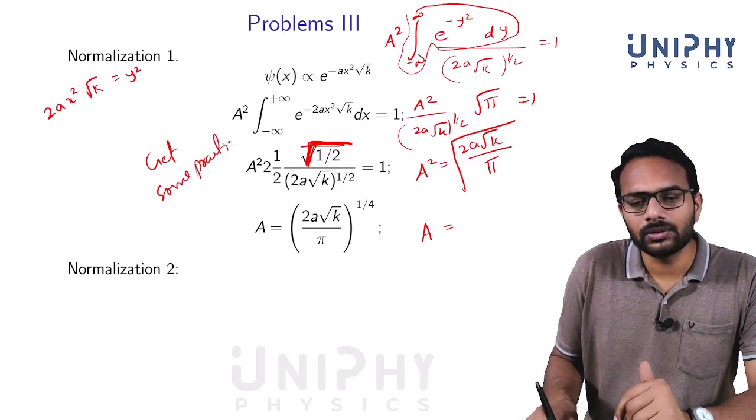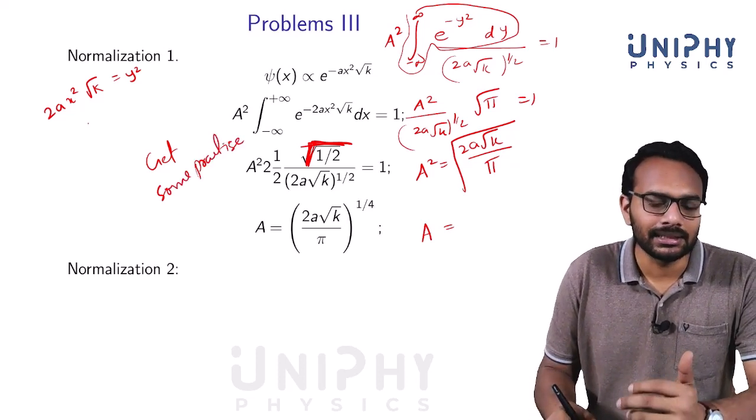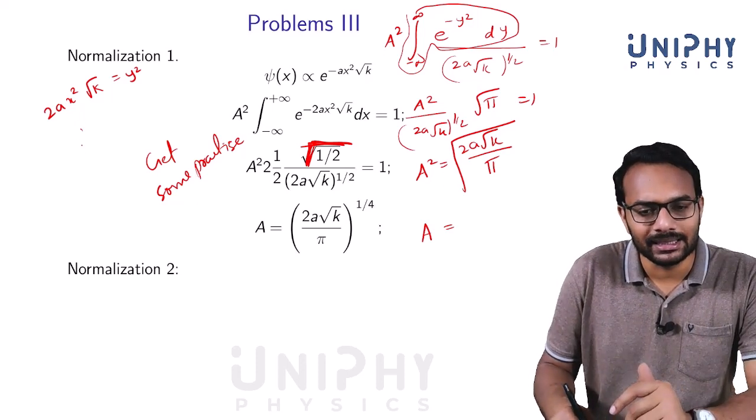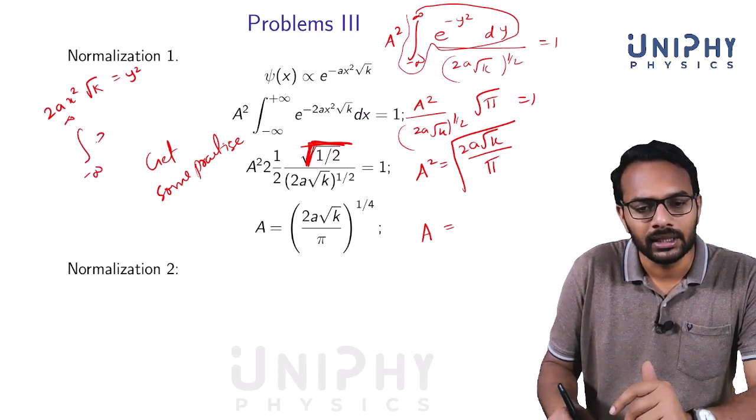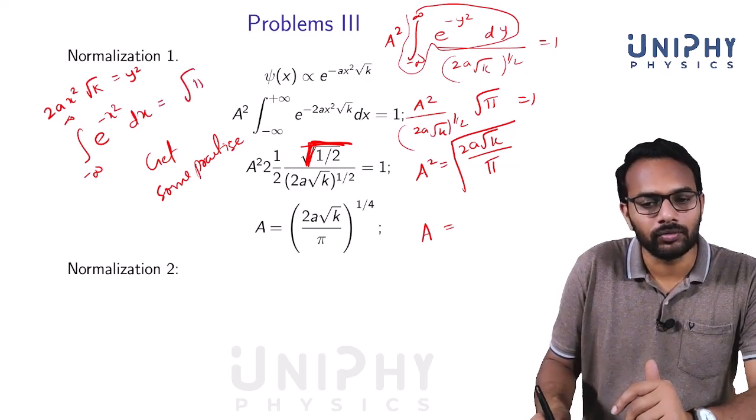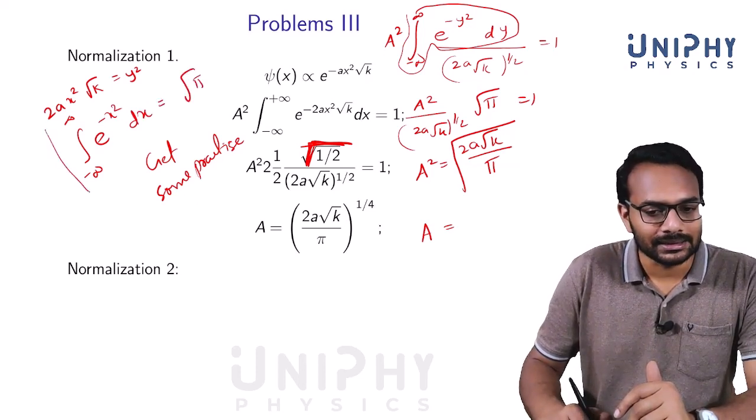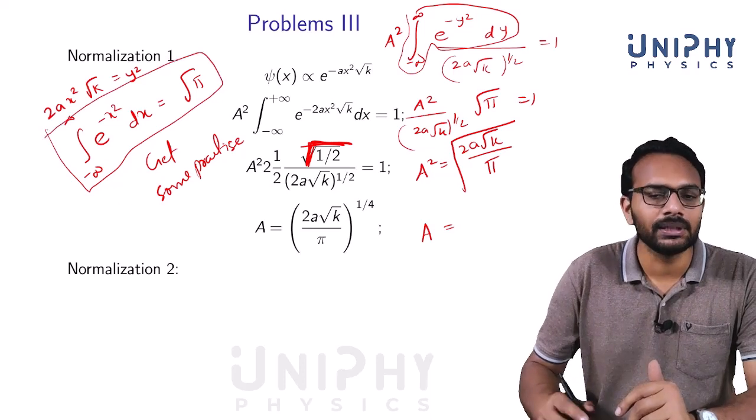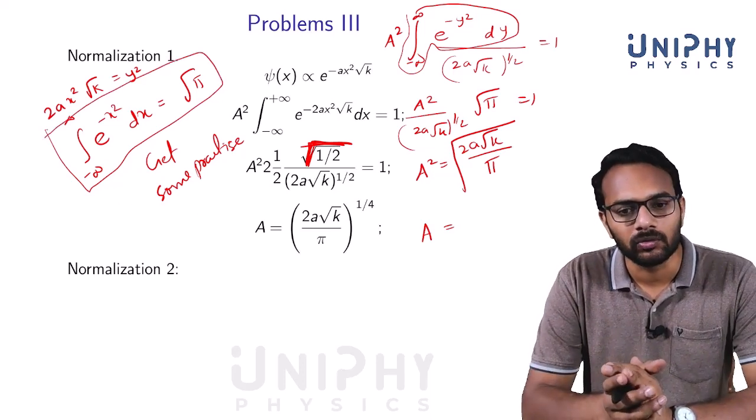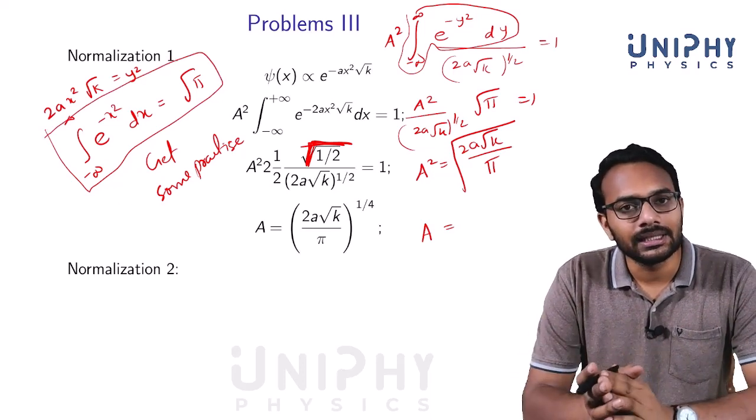Now it's also a good thing to remember, at least. Sometimes it's sufficient to remember that this integral from minus infinity to infinity of e raised to minus x squared dx is equal to square root of pi. This is considered a standard integral, and if you remember this, some of the problems can be solved without going into the details of the calculation.